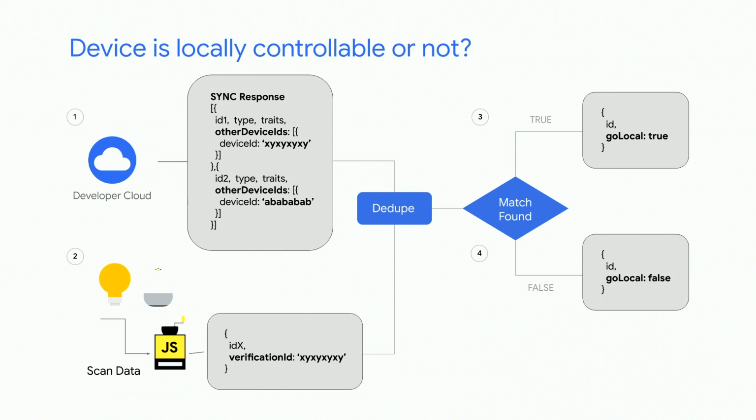Let's dive into the details of what that magic is. If you take a look at the first step, we've updated the sync response, and you've told us via the other device IDs field that we should start looking for a device locally. Once we find a device locally, we'll ask you to give us a verification ID via the JavaScript. If we find a match between the verification ID and any one of the other device IDs, we'll call that a deduplicated match, and we'll tell the Assistant that that device can go local. If not, that's OK. We'll still go to your cloud for the integration.